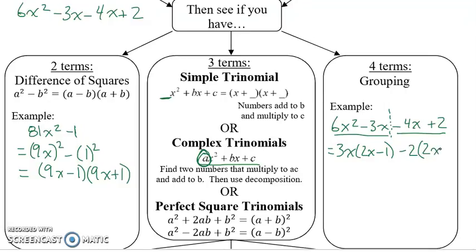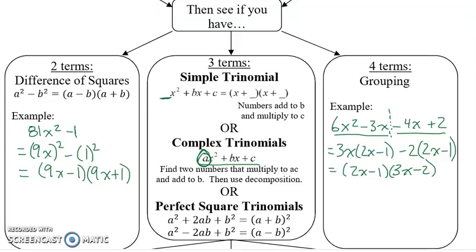And that's going to give me positive 2x, and then it's going to change the sign in front of the positive 2 to be negative, and factoring the 2 out of that gives me a negative 1. So this becomes 2x minus 1 times 3x minus 2. And we factored that by grouping. Which leaves for us one more example. And that example, you already probably know, has got to be the perfect square. But let's talk through that anyway.